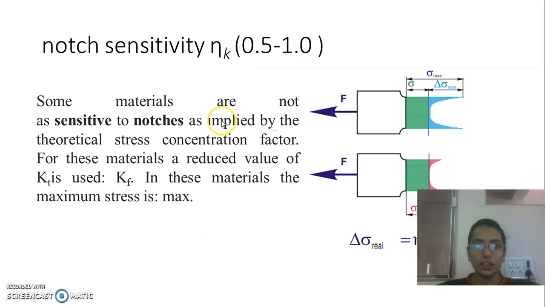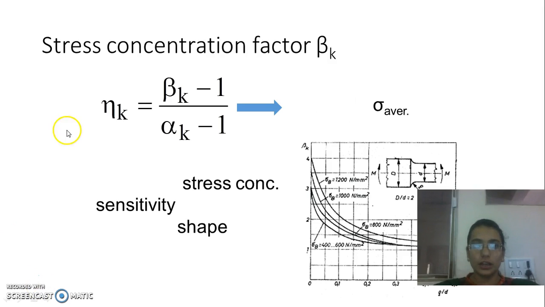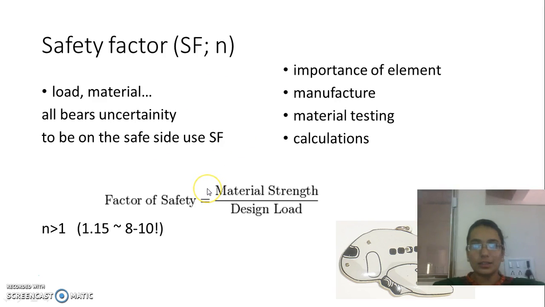Now is the notch sensitivity. Some of the materials are not sensitive to the notches, as implied by the theoretical stress factors. For this material, the value of Kt and Kf is used. In this material, the maximum stress is this. And it is the sigma real, the efficiency of K times the delta sigma max. As we have seen, that is the load times sigma and sigma f times sigma f. Now the shear concentration factor Nk is the alpha k minus 1 over the beta k minus 1. That is the stress concentration, and now the final one is the safety factor.